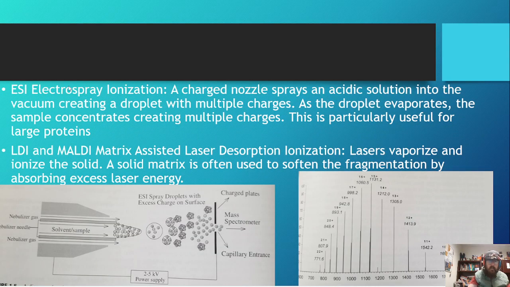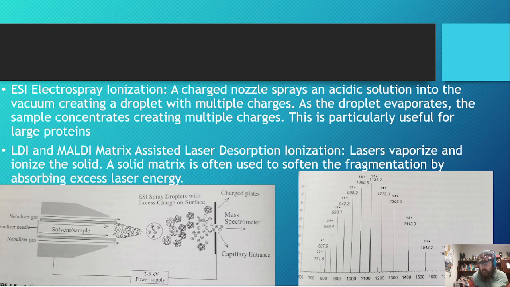Now there's other ways, like electrospray ionization, where we use a charged nozzle as we shoot out these droplets. These droplets evaporate, and much like in the Millikan oil drop experiment, we can have various different amounts of electrons. So as this acidic spray evaporates, we're going to have droplets with a variety of different charges.